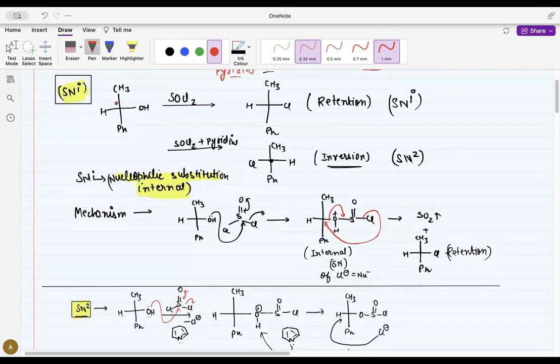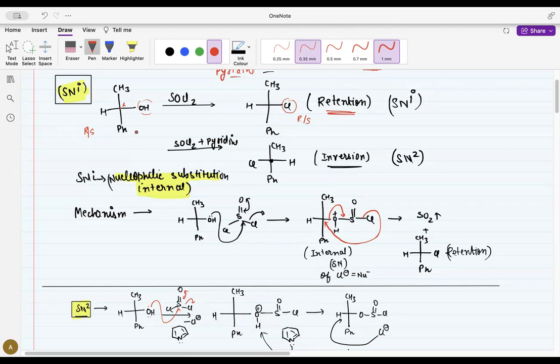So let's say we take an example of this chiral carbon. This carbon is chiral, all four groups are different. And in this chiral carbon, if I put SOCl2, so what will happen? Here, in place of OH you will get Cl, with retention of configuration. Retention means if here there is R, here also it will be R. Retained configuration. If here there is S, here also it will be S.